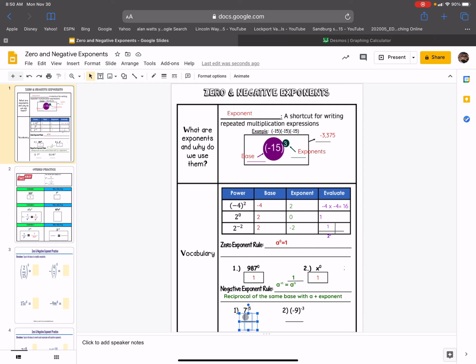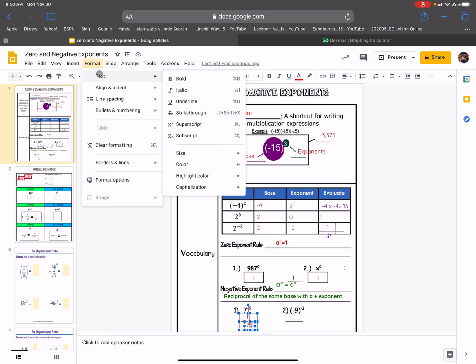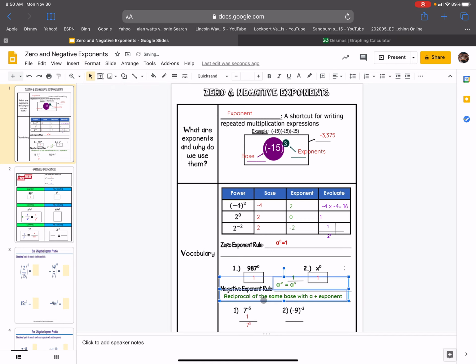So let's go ahead and let's try this one. 7 to the negative 5th power would just be 1. Remember, it goes over 1. And then it would be 7 to the positive 5th power. And I'm going to make this a little bit bigger. And again, if you want to make this positive 5, because remember, if we stick it on the bottom, it becomes positive, into an exponent, you go to Format, you go to Text, and you go to Subscript. And it makes it for you, 7 to the 5th power.